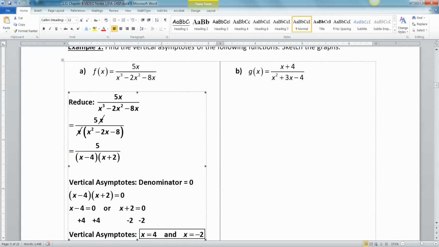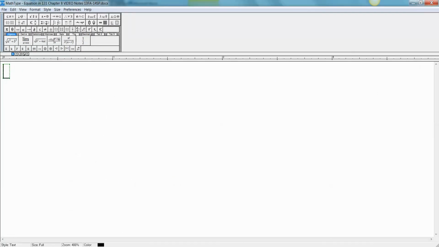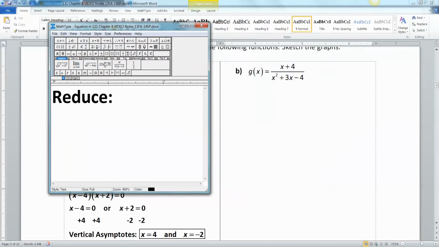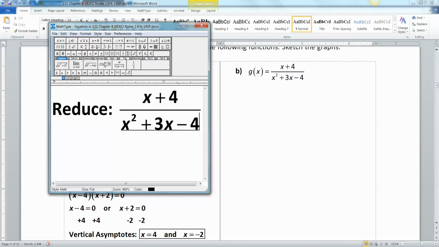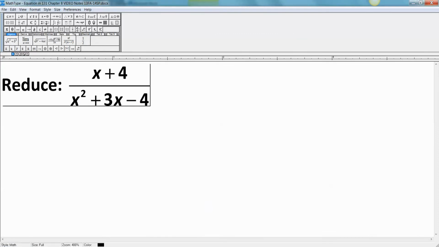All right, so now we're going to do that same thing over here with this problem. So we're going to have to reduce first. That's our first step. And the expression is x plus 4 over x squared plus 3x, take away 4. Okay, so I'm going to reduce that.